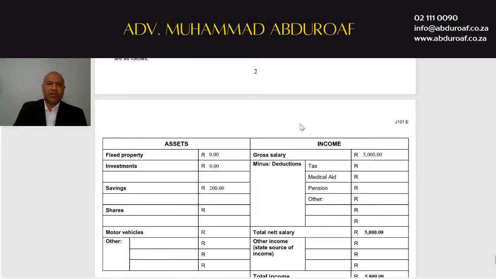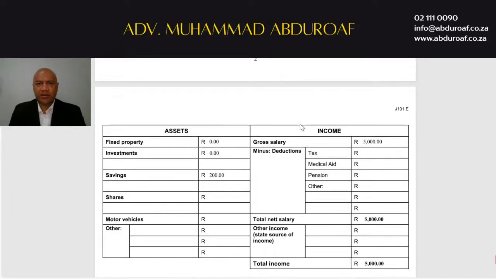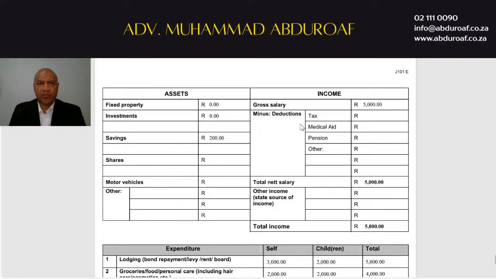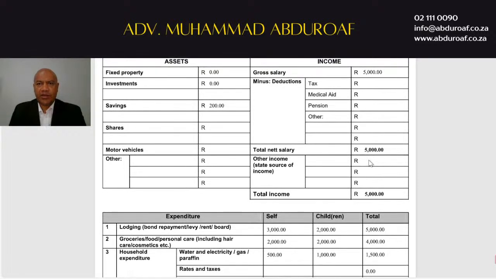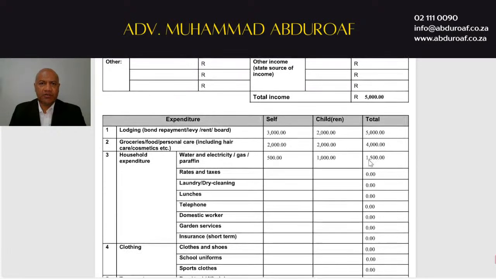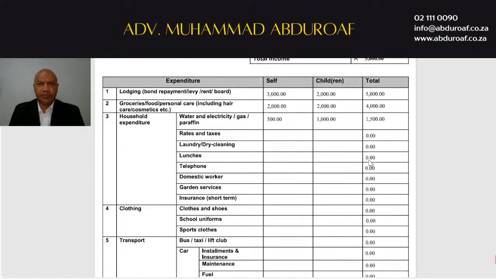In the next section, you have to deal with your income and your assets. In this specific example, Kate has no fixed assets, fixed property, or investments. She has some savings. Her salary is 5,000 Rand per month. There are no deductions, and she comes home with 5,000. This next section is the most important section in my view, because if this section is not properly completed, you have challenges later on. So therefore, complete it as best as possible.